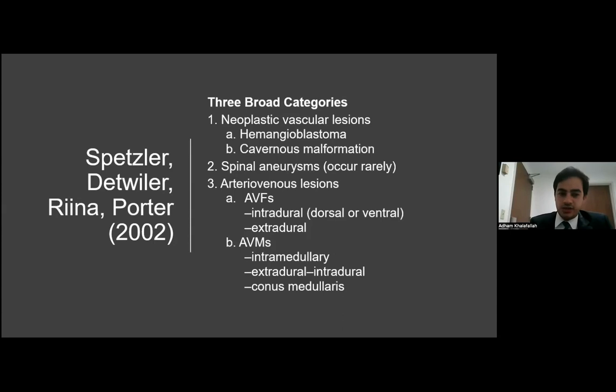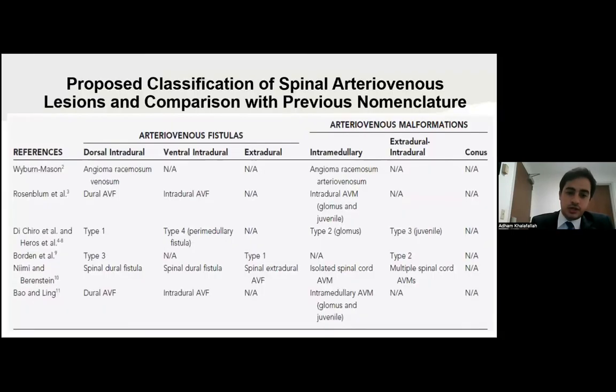So the classification that Spetzler and colleagues are proposing is here, and as you can see, in comparison with other classifications. So I want you to look at the upper level of the classification, where we're going to talk about each of them in detail, but they talk about the dorsal intradural, which would be the type 1 in the De Chiaro and Harris classification, the ventral intradural, which would be the type 4 or the perimedullary or the direct AV fistula, and the extradural, which is a new category that they brought in that was not classified in the prior classification I just presented.